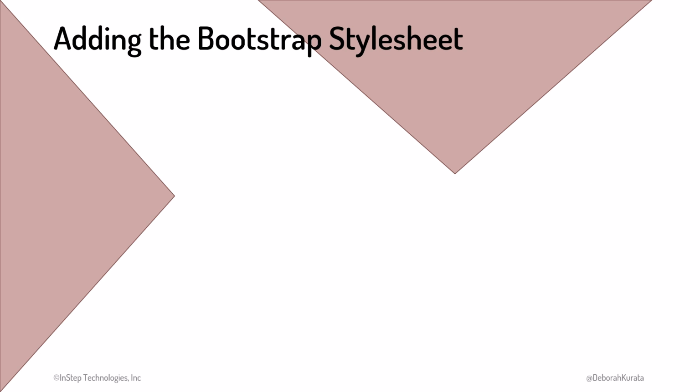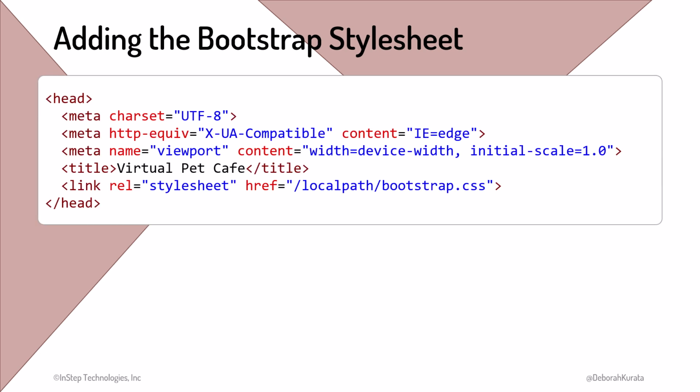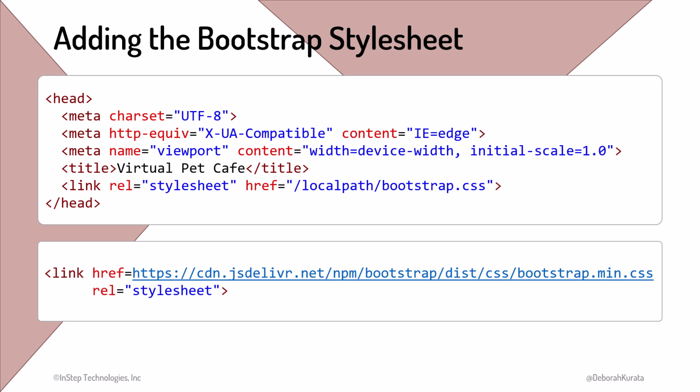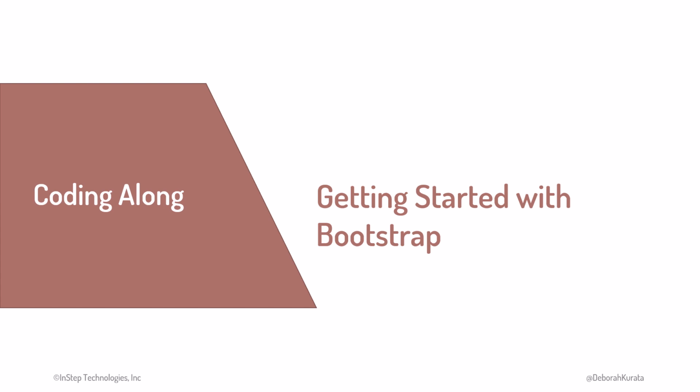Just like any other CSS file, we add the Bootstrap style sheet to the head element of each HTML file using the HTML link element. We use the href attribute to set the path to the Bootstrap CSS file, either downloaded and included as part of our project files, or with the CDN address. Once we've included the Bootstrap style sheet in our HTML file, we can start using Bootstrap styles in our HTML code. Let's get started with Bootstrap.